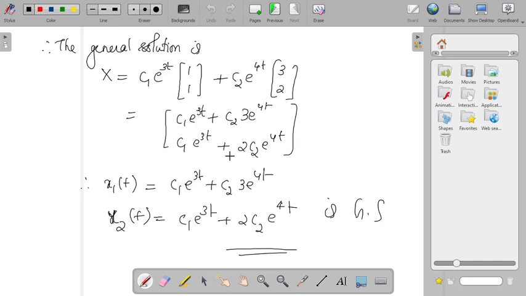So the general solution will be of the form c1 e raised to lambda1 t into X1 plus c2 e raised to lambda2 t into X2.